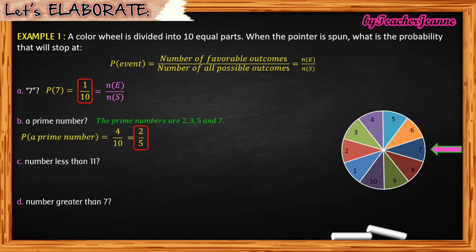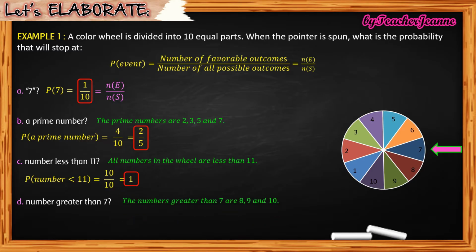For letter C, all numbers in the wheel are less than 11. So the probability of a number less than 11 is 10 over 10. And 10 divided by 10 is equal to 1. For letter D, the numbers greater than 7 are 8, 9, and 10. So the probability that it will stop at a number greater than 7 is 3 out of 10 or 3 over 10.